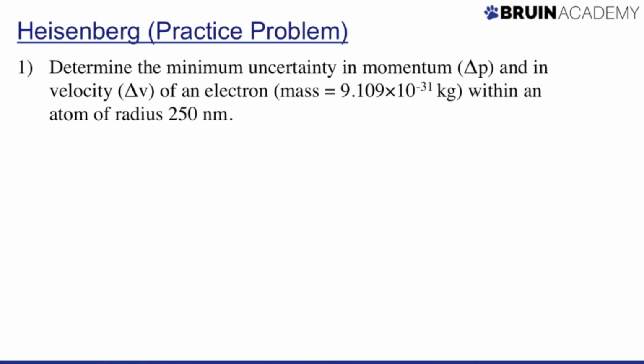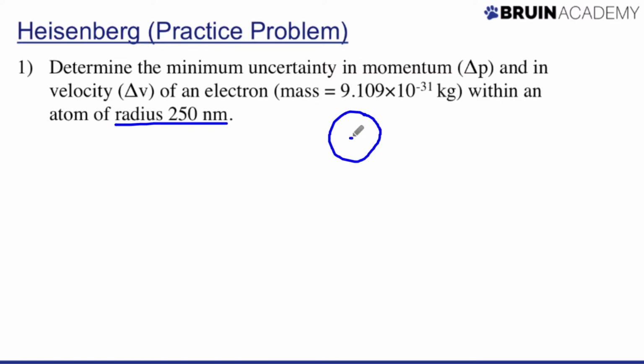So let's apply this to a practice problem. It says determine the minimum uncertainty in momentum, delta p, and in velocity, delta v, of an electron within an atom of radius 250 nanometers. This is a question that you can definitely see on your midterm or final. The key thing here is the radius of 250 nanometers. You might think that represents your uncertainty in position, delta x, but actually it's not.